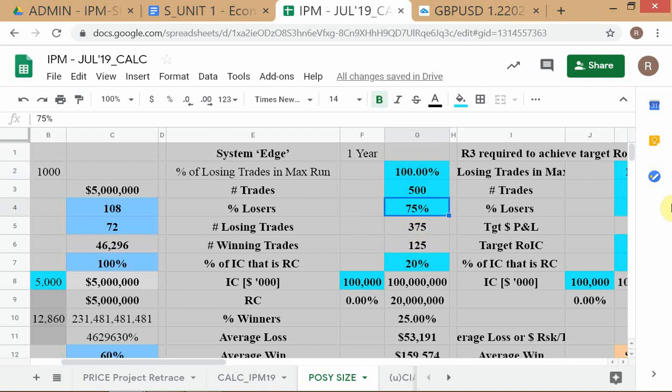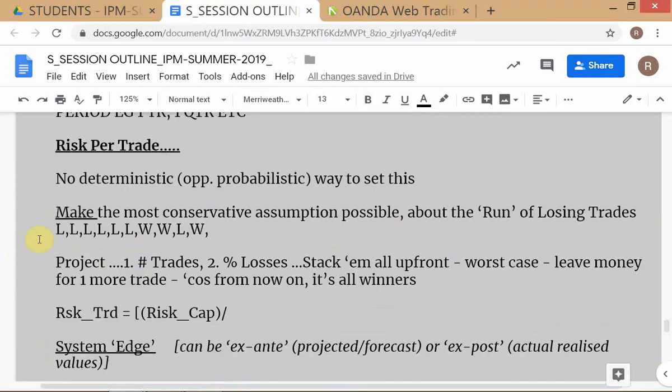This is such a conservative assumption about percentage losses that most people will probably not have such a high percentage of losses, okay? So you assume that your estimate of percentage losses is correct. Therefore, you assume your estimate of number of losing trades, 375, is correct. Now the question is, how are these 375 losers going to be distributed? Is it going to be 6 losses initially, then 2 winners, 1 loss, 1 winner, maybe 25 losses? Or is it going to be something else?